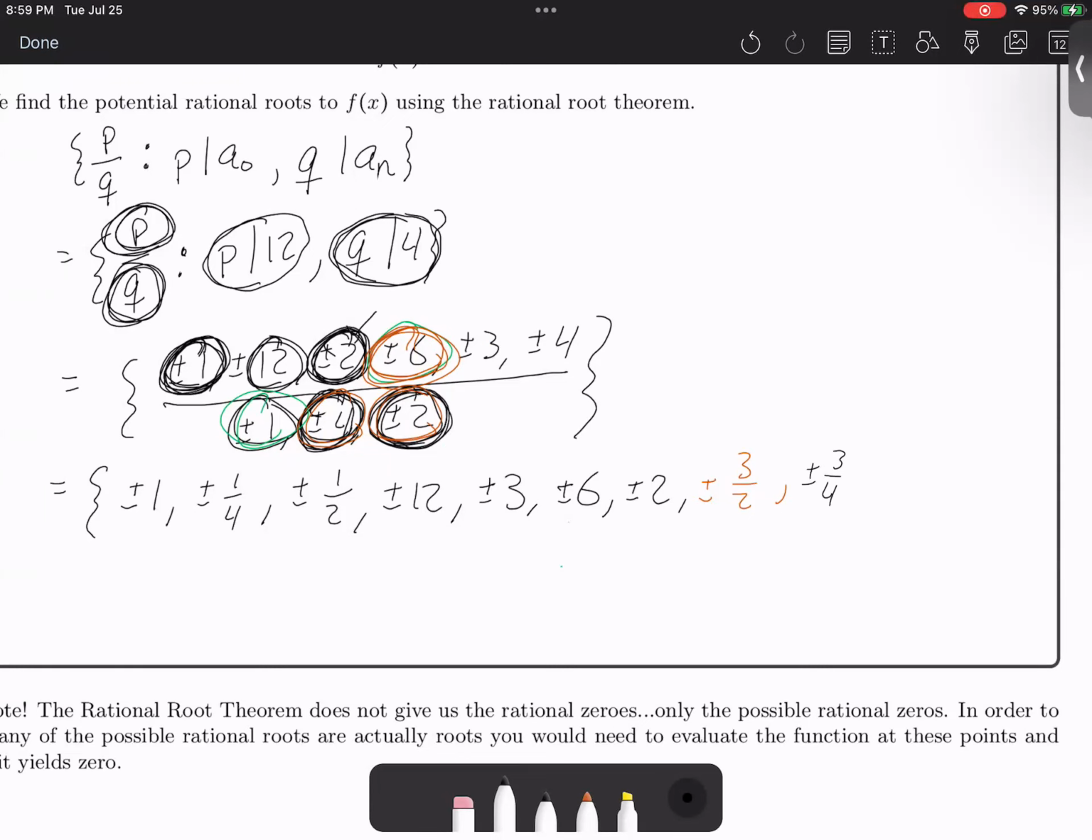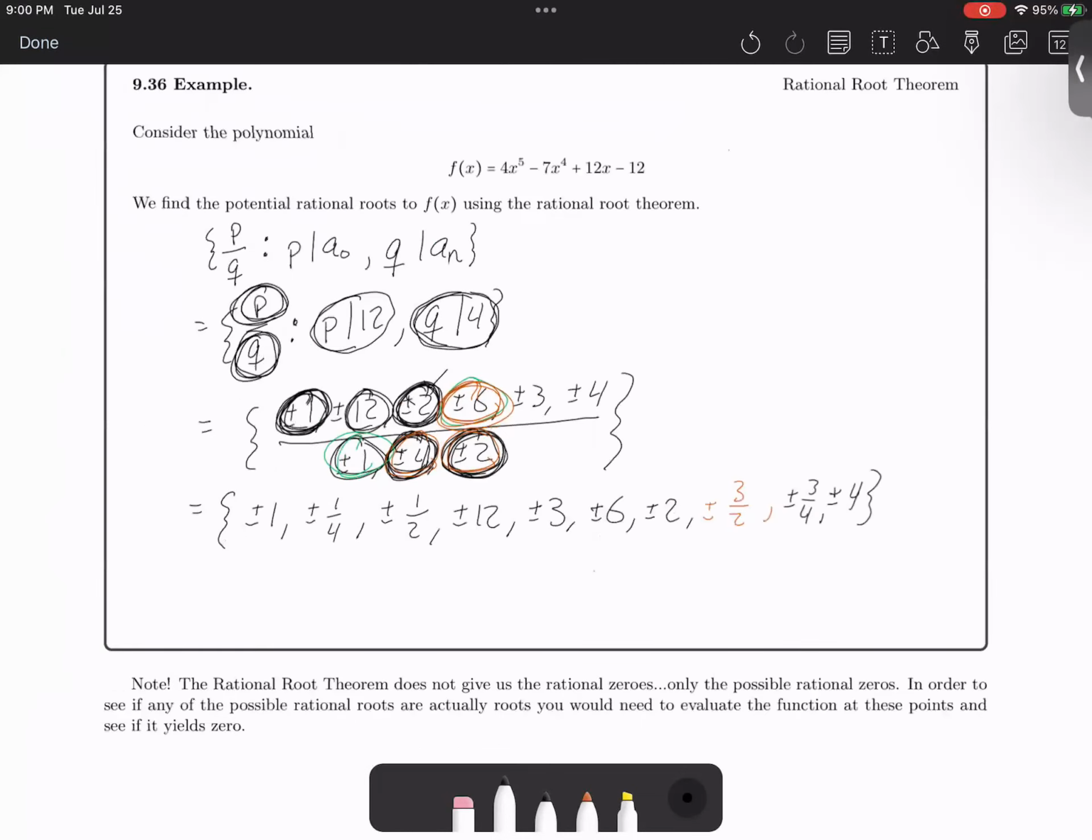We already have that. You could have 4 over 1. That's a new one. You could have 4 over 4. We've already got 1. Or you could have 4 over 2. We already have 2. So these are the possible rational roots to this equation. Now, to actually see if they're roots, you would have to take all of these, plug them into this, and see if you actually get zeros.